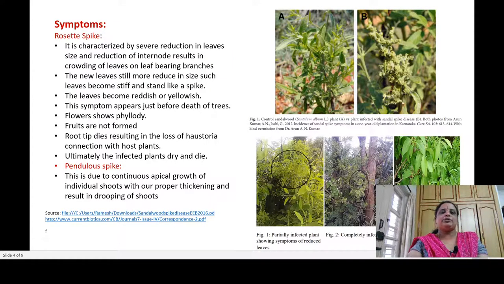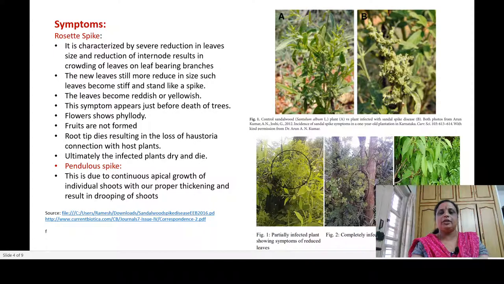Coming to the symptoms of this disease. The symptoms are usually on the branches of the infected plant, where you can see, as the name of the disease suggests, sandal spike. Spiking of the branches happens. You can come across two different kinds of spikes: one is a rosette spike and the other a pendulous spike. What is this rosette spike? It is characterized by severe reduction of leaf.